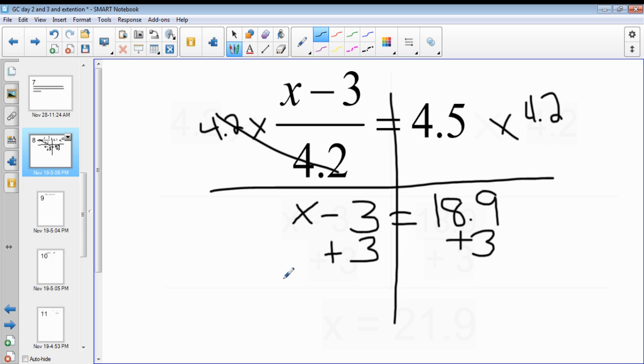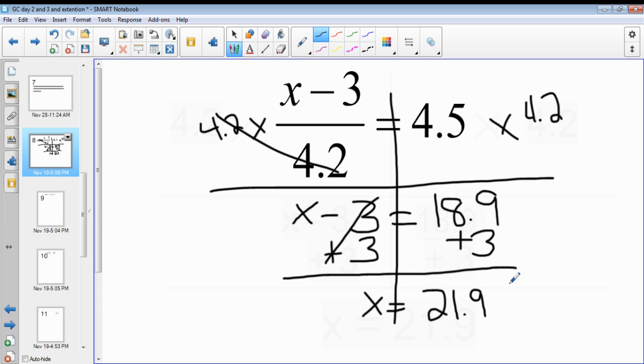So I'm going to add 3. These cancel out, and I'm left with an answer, x equals 21.9. Our last step, don't forget, because we talked about it yesterday and the day before, we need to plug this back into our original equation to make sure this works. So I have 21.9 minus 3 divided by 4.2, and that should equal 4.5 if my answer is correct.